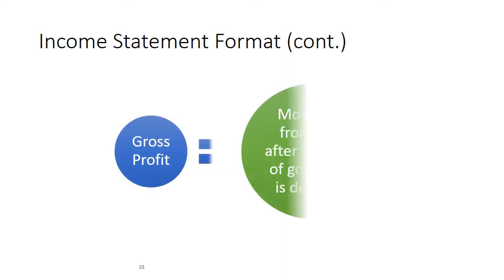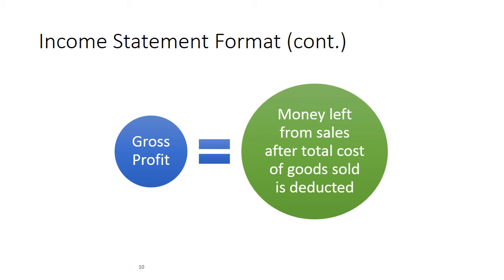Okay, gross profit is all the money left from sales after our cost of goods sold is deducted. Okay, this is before we get to other variable costs, certainly other fixed costs. This is just money left after total cost of goods sold is deducted.